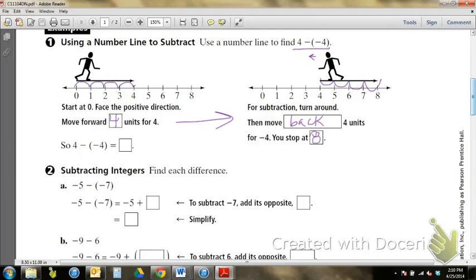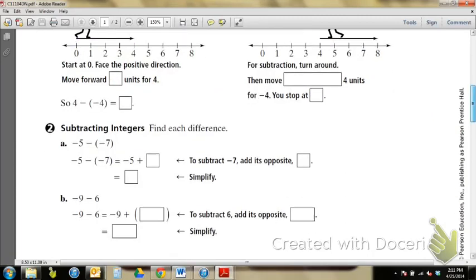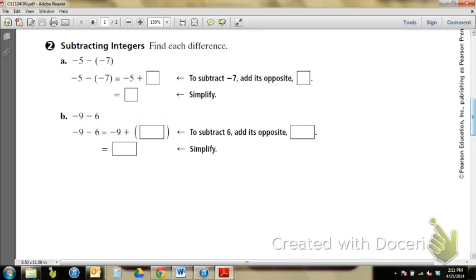This is a little confusing. But if I look at it as 4 minus negative 4, I want to change subtraction to add the opposite. Now it's just 4 plus 4, which I know is 8. And that's what we got anyway. So the rules make subtraction a little bit easier than the number line. So let's scroll down and look at the examples here without a number line.